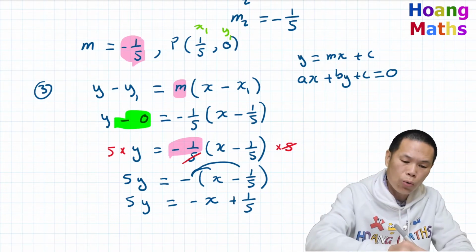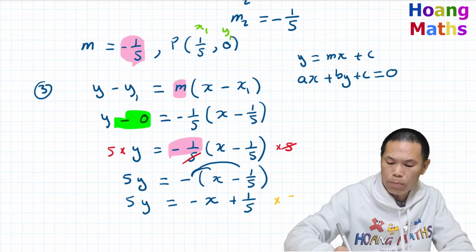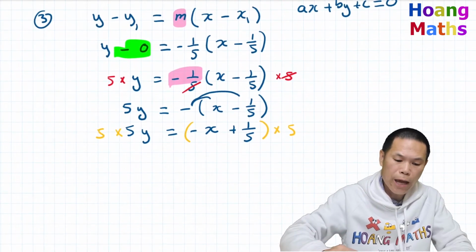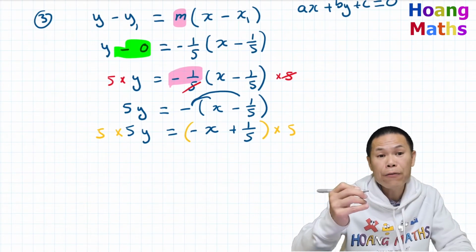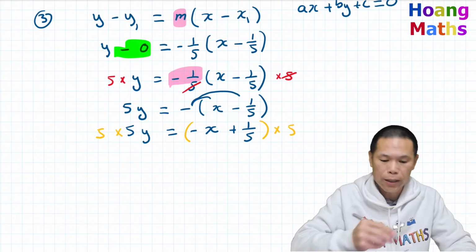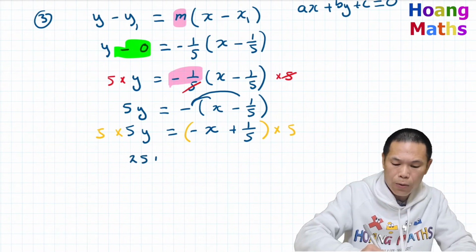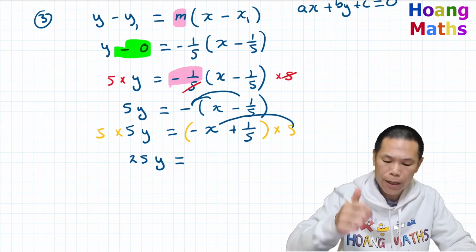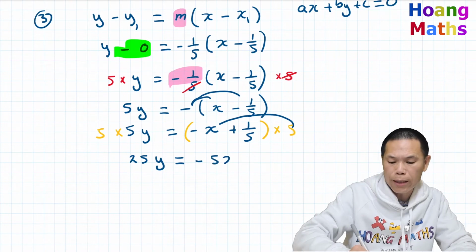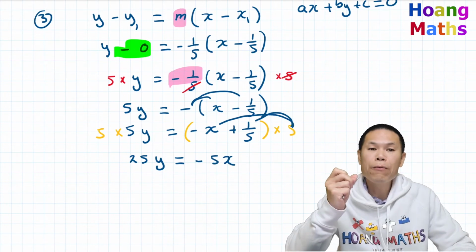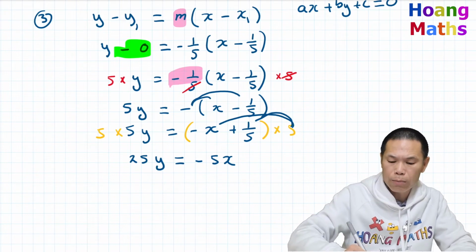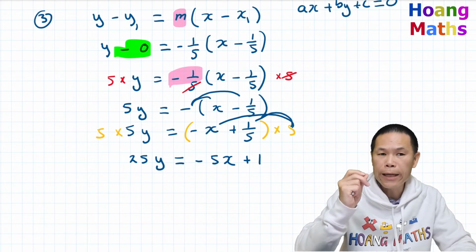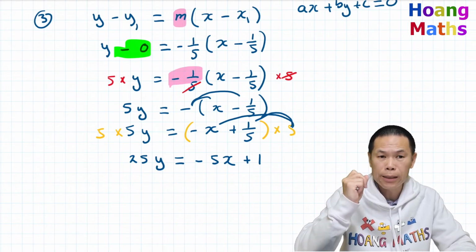So the whole equation here, I times the whole lot by 5, and this time by 5. So there you go. Now we just write it out. 5 times 5 is 25, so the answer is 25y. Then negative x times 5 will give me -5x, so minus 5x. And 5 times 1/5 is 1, so the answer is plus 1. There you go. But then I rearrange, so it becomes ax plus by plus c is equal to 0.